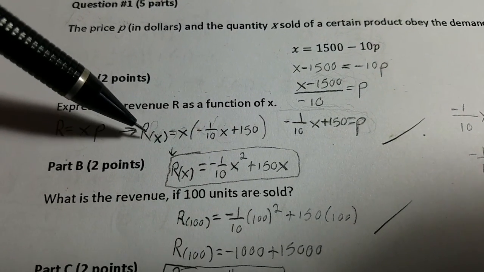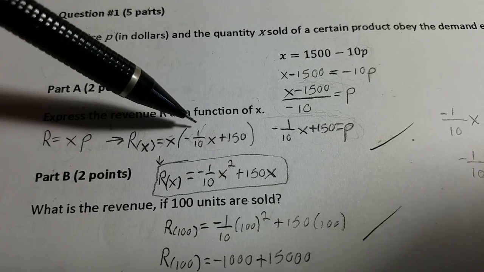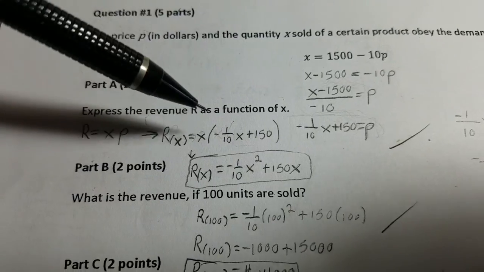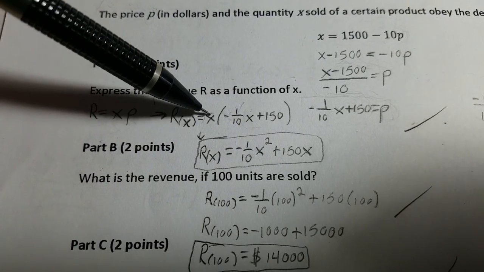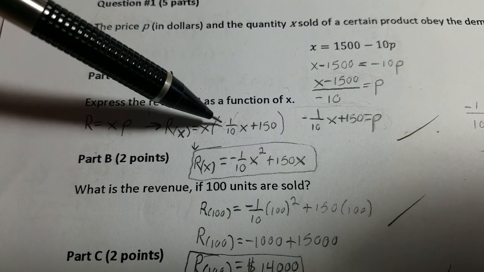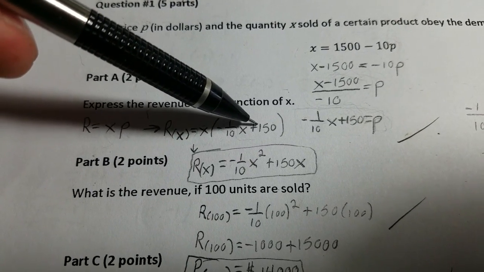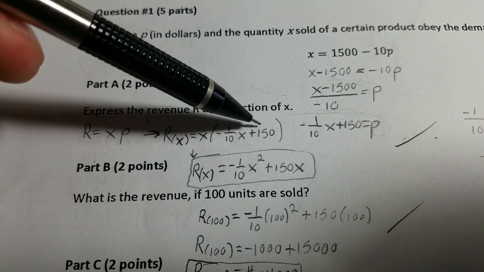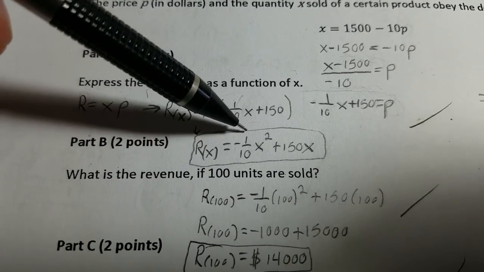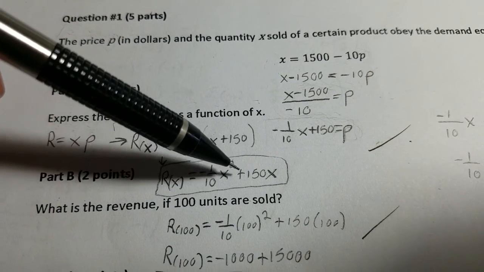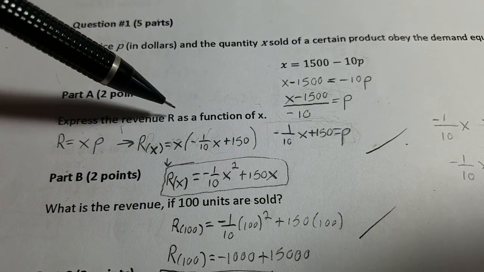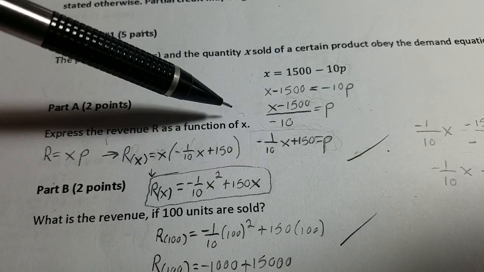So going back, R sub X equals X times P, and this P equals this expression that I have over here. Your next step will be to distribute X into these two terms. So X times -110x plus X times 150. This is what you will end up with: R sub X equals -110x squared plus 150x. That's it. That's how you express the revenue R as a function of X.